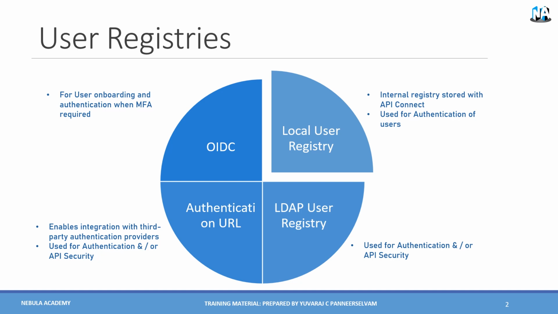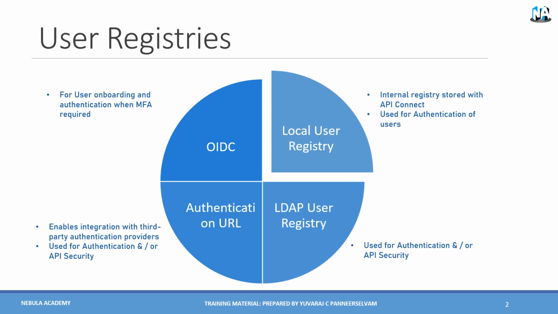The authentication URLs could be pointing to a third-party provider, or it could be your existing microservices or already developed authentication services within the enterprise. Then we have OIDC, which is OpenID Connect, a later version. This is typically used for user onboarding and for authentication of users where multi-factor authentication is required, like Google, Microsoft, Facebook, like that. So these are the supported user registries within your API Connect environment.